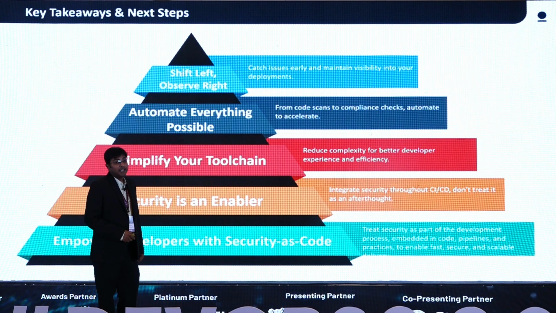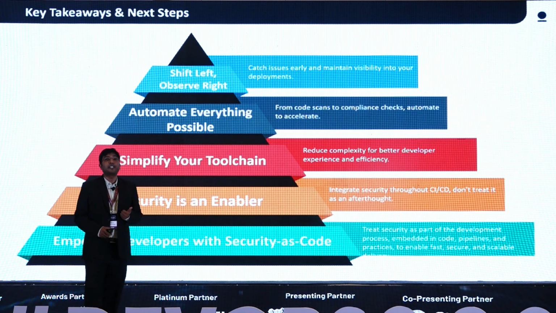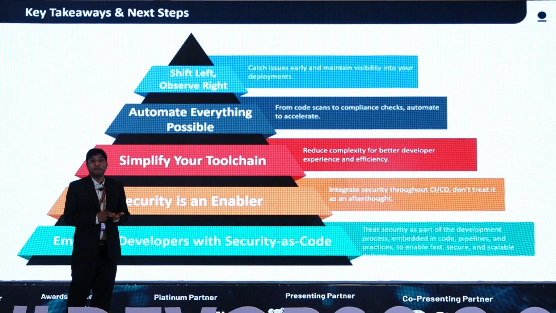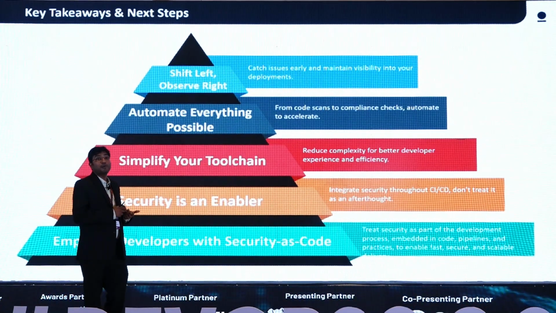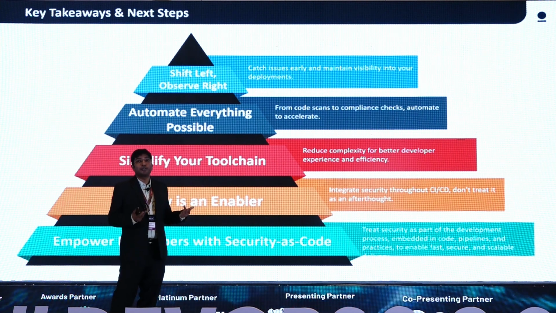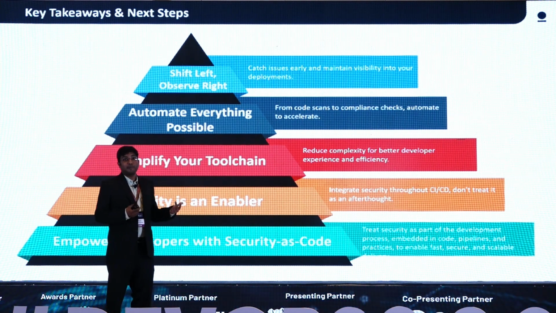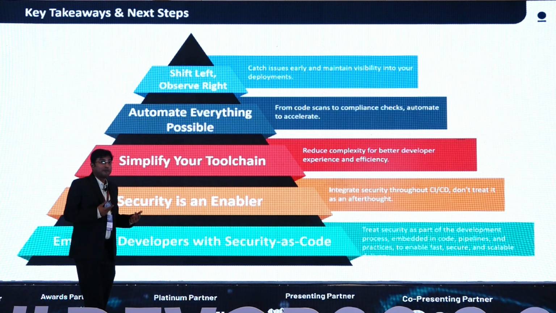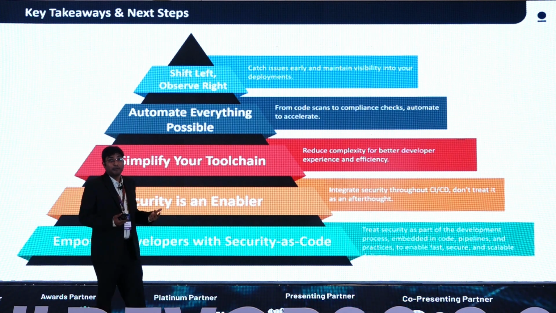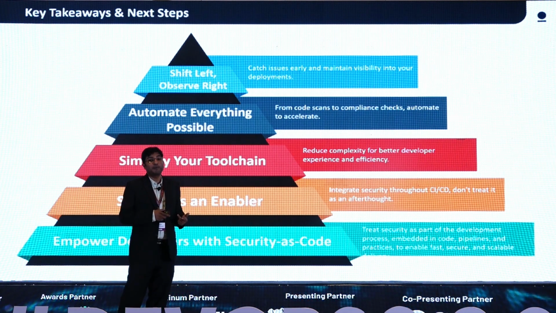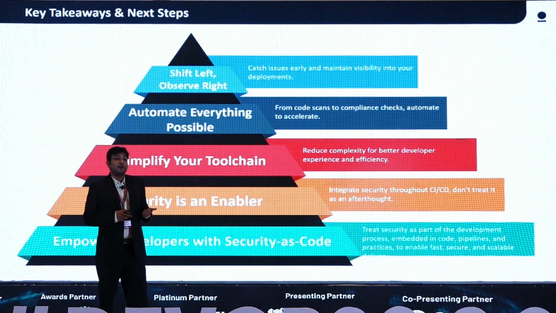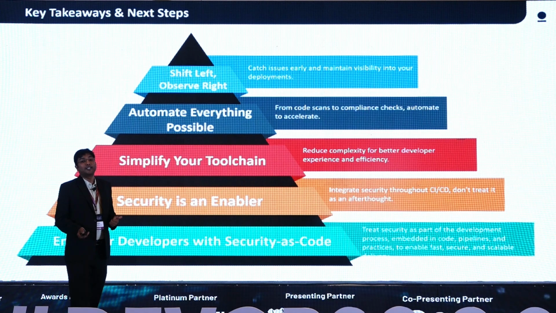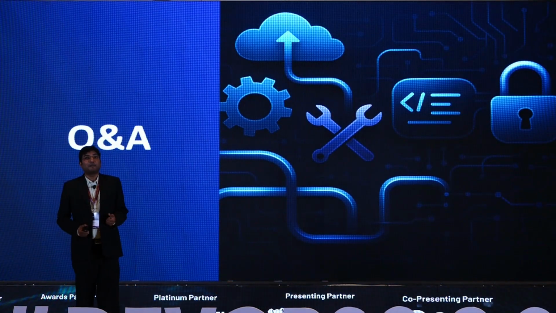Now, key takeaways. Definitely empower developers with security as code. Consider security as an enabler, not as a bottleneck. Simplify your tool chain when you are exploring things. Consider those aspects which I have shared. Automate everything possible. Definitely, there are a few things which should not be automated, but automate everything possible. Shift left, observe right. I think that's the most important term. Yeah, that's it from my side.